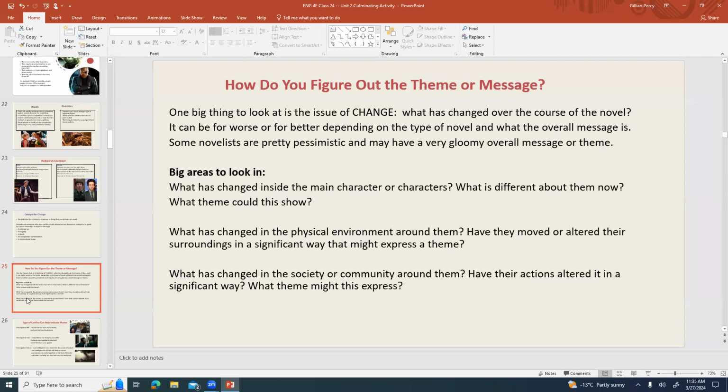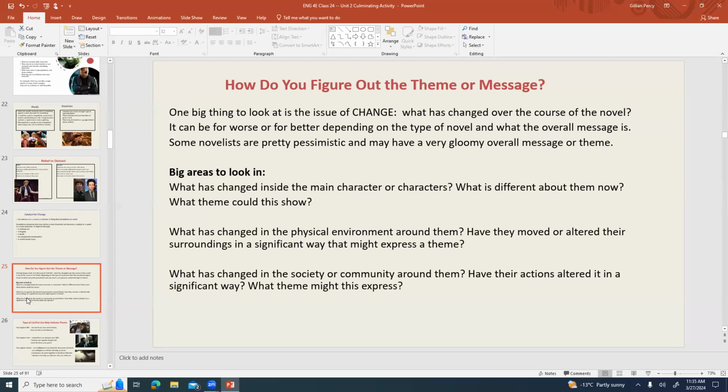Or it could be the opposite, like somebody went into a well-populated town, but some sort of tragedy has occurred and the physical environment has been destroyed. It really depends on what kind of novel you're reading. Looking at that significant change, what kind of theme might be expressed by those changes?